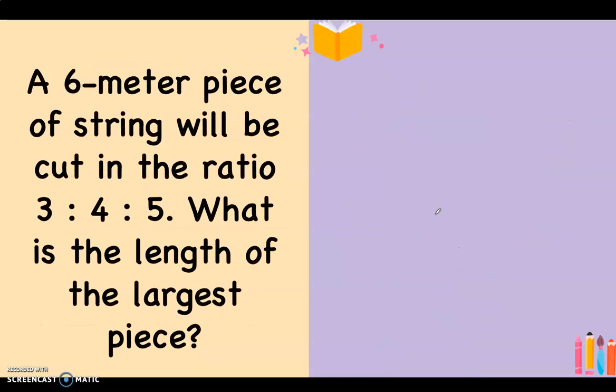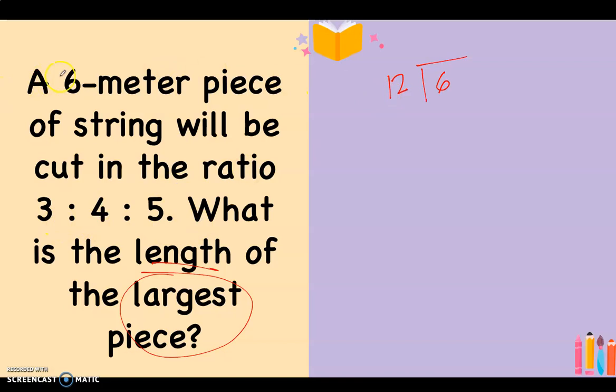Next, a 6-meter piece of string will be cut in the ratio 3:4:5. What is the length of the largest piece? So the question is the length of the largest piece. It doesn't ask what is the length of each term in this ratio or each piece. So what we're going to do, still the same, we need to add the total number of ratio. We have 5 plus 4, 9 plus 3, that is 12. So we have 6 divided by 12. So the total ratio is 12.